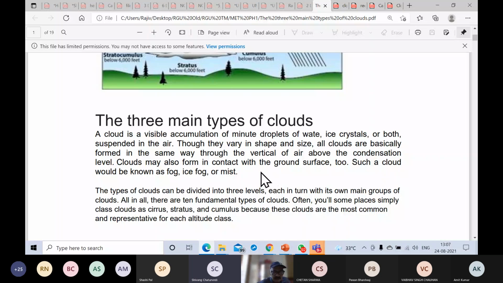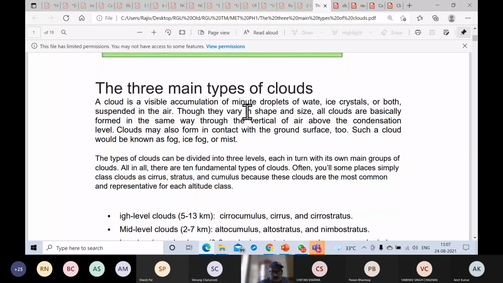Now, what is cloud actually? Very simply, accumulation of minute droplets of water, or it could be accumulation of minute drops of water, ice crystal, or maybe both, suspended in air. So that is a cloud. They will vary in shape and size, obviously, depending on where they are formed, and of course as we said, they will be classified according to the height above sea level and their texture or appearance.